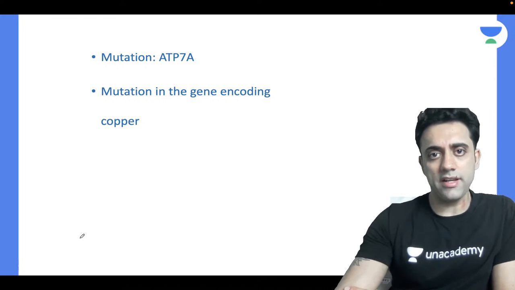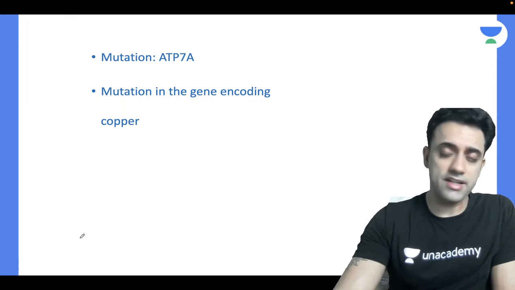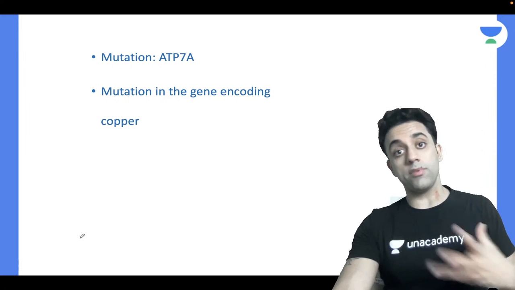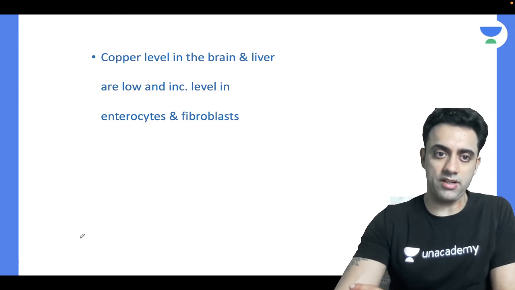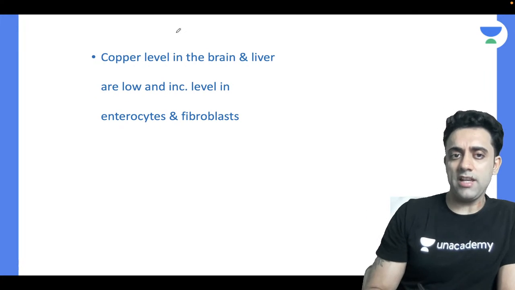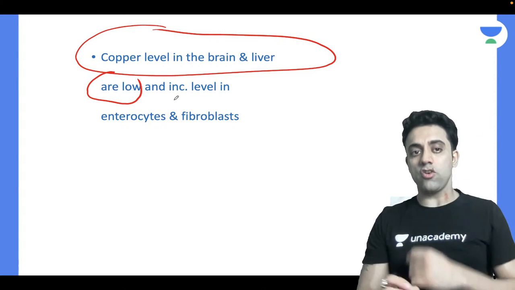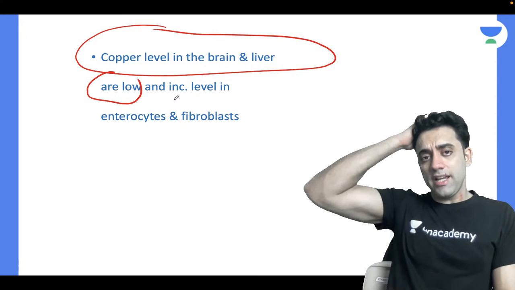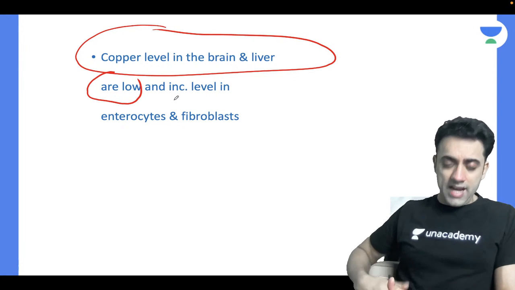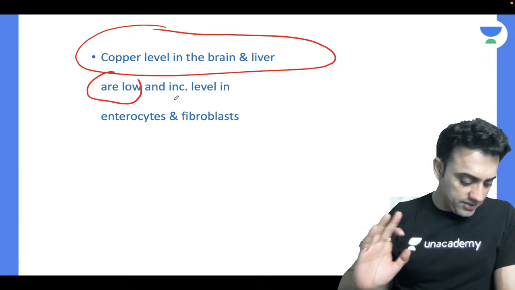Remember in Wilson also, this we discussed in yesterday evening's class, copper everywhere, here also it happens like that only. But remember the copper levels are low in the brain and liver. The copper levels are low in brain and liver, but more in the enterocytes, more in the intestine. This in general you should know.